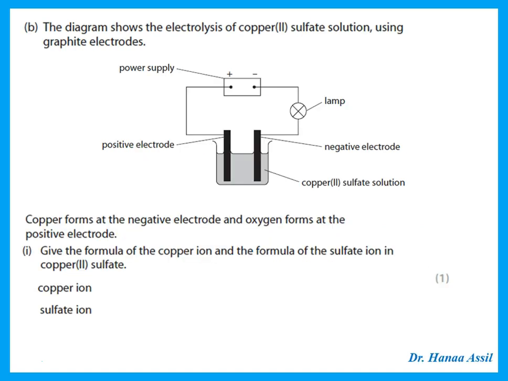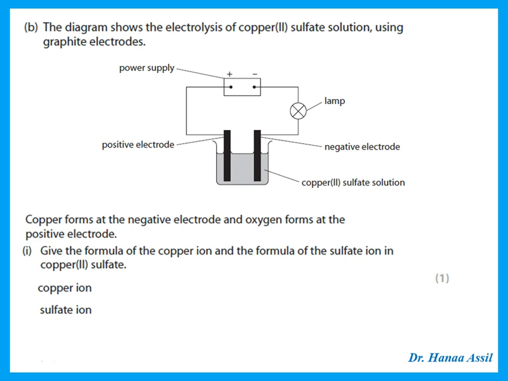Okay, the next part of the question says the diagram shows electrolysis of copper sulfate using graphite electrodes. Copper forms at the negative and oxygen forms at the positive. Give the formula of the copper ion and the formula of the sulfate ion. So first of all, what is the formula? Please remember formula, not name.